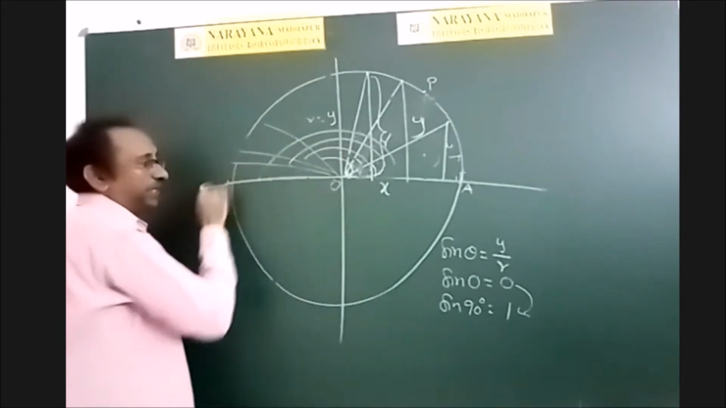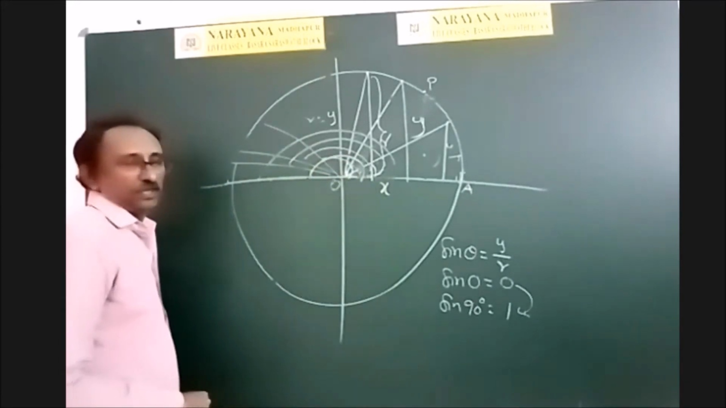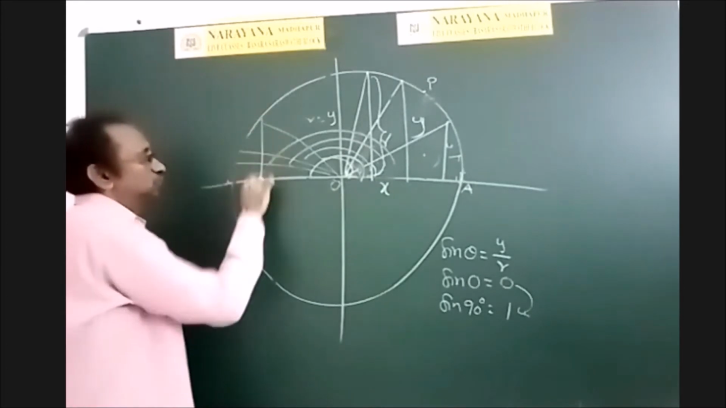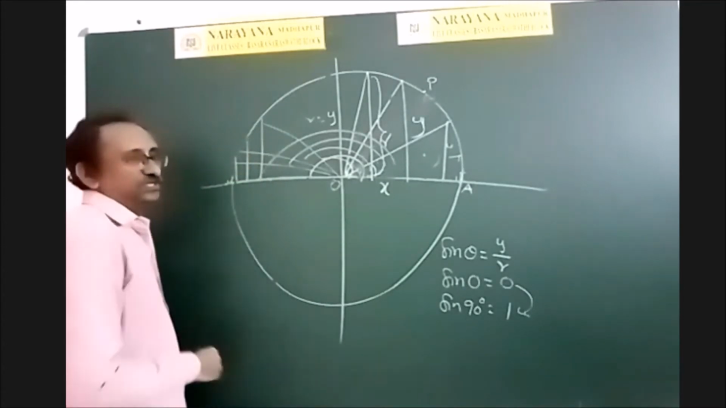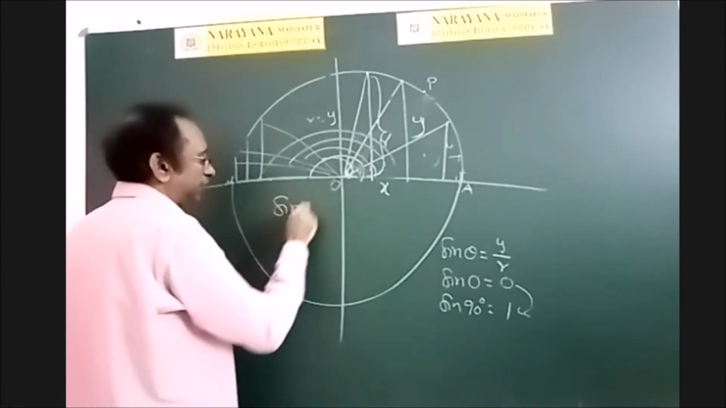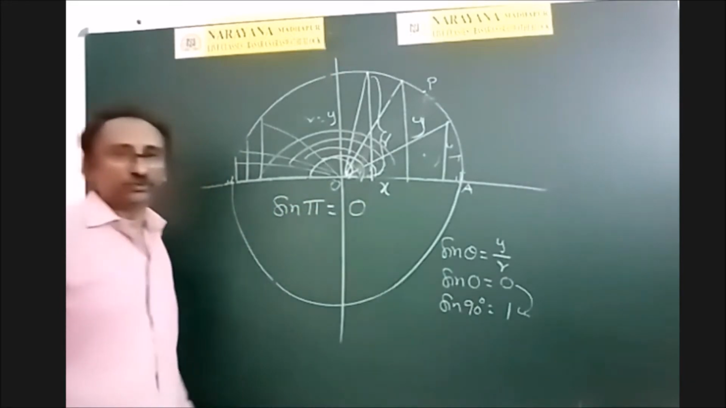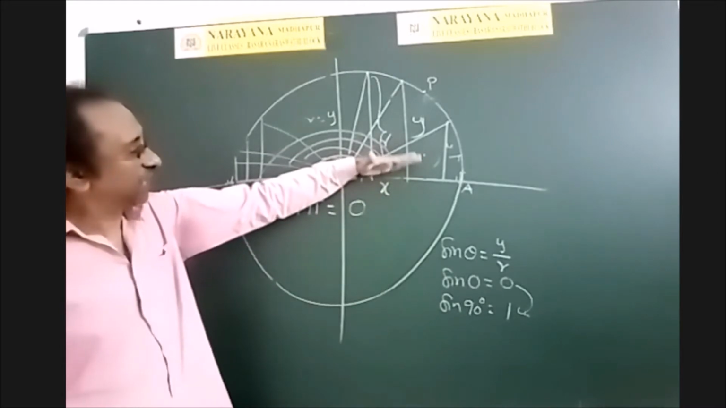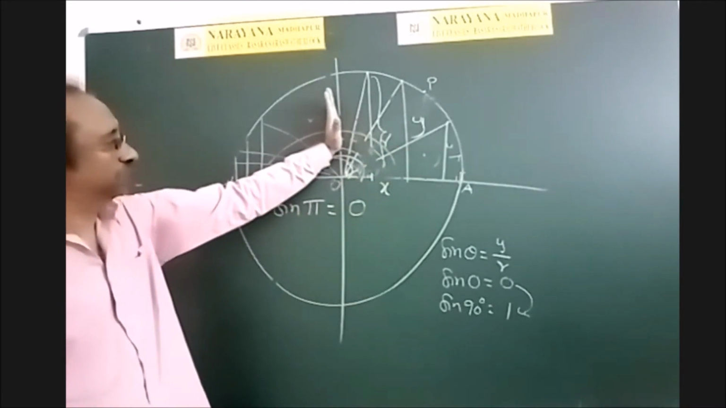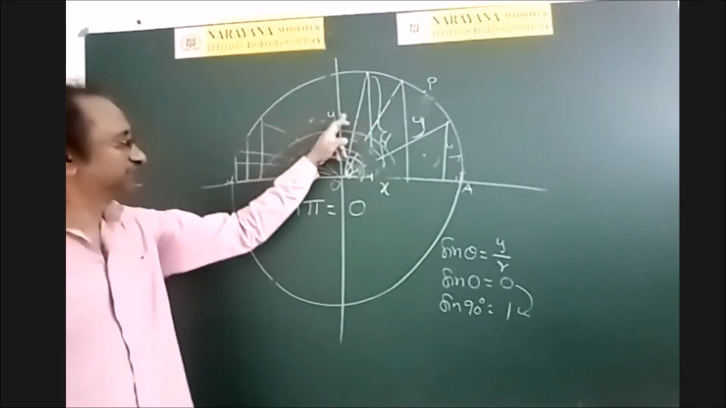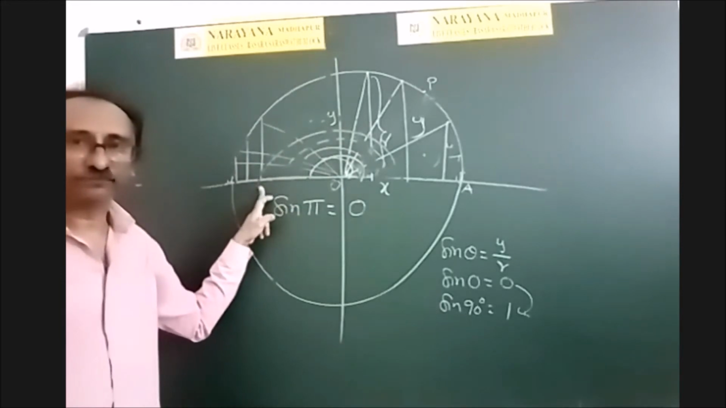Finally at this point, this is 180. Again there is no y, there is no opposite side. So again y is 0. Therefore sine 180 degrees or sine pi is 0 by r, which is 0. Therefore sine value increases from 0 to 1 and again decreases from 1 to 0.